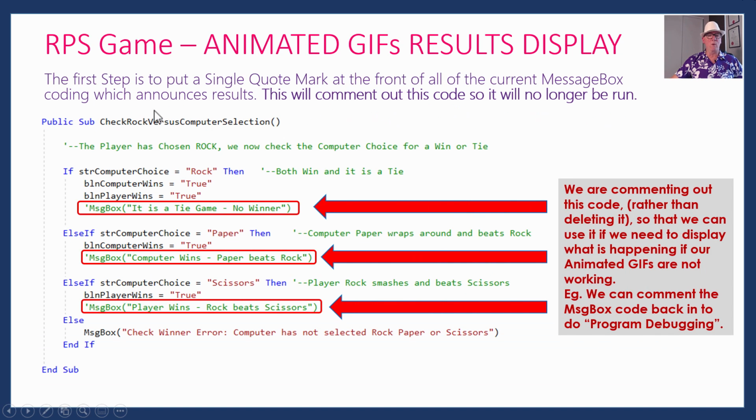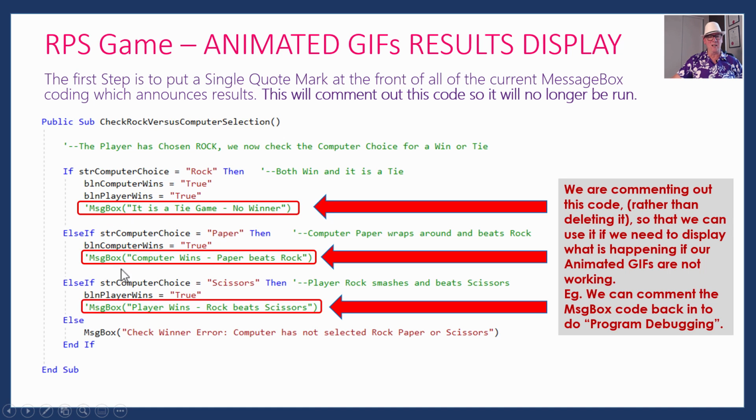So the first thing we want to do is, where we've got all that stuff, check for rock versus computer selection. Where we had all those little checker subroutines, we had 3 of them, I think, which we just wrote recently. Just comment out where it was that message box. So put a single quote in front and that'll go all green. It won't get message boxed anymore.